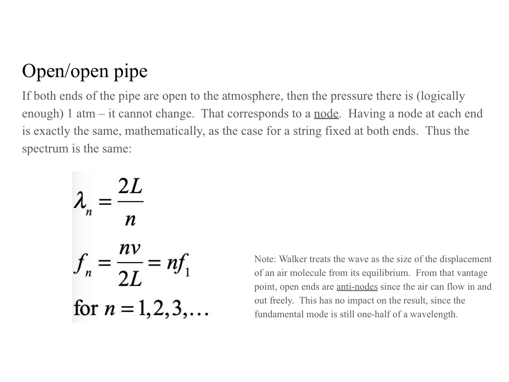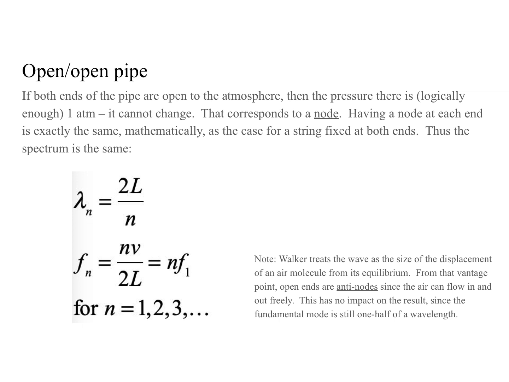Having a node at each end is the same, mathematically, as the case for a string fixed at both ends, and thus the spectrum is the same. The wavelength of each mode is 2L over n, and the frequency f sub n is n times v over 2L, or n times the fundamental.